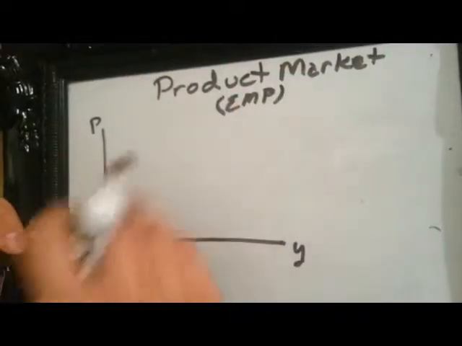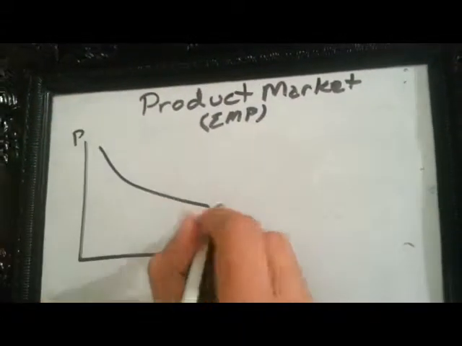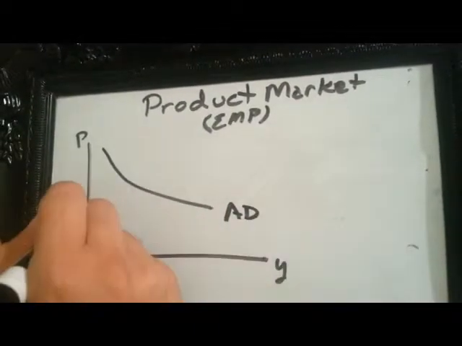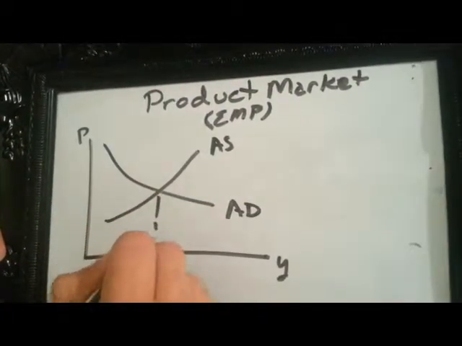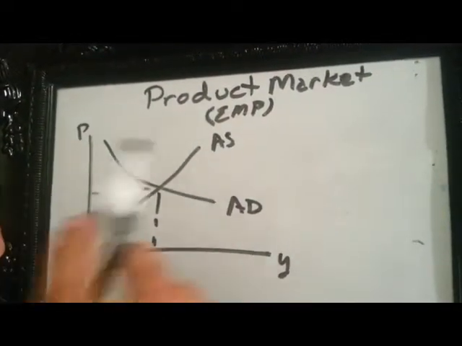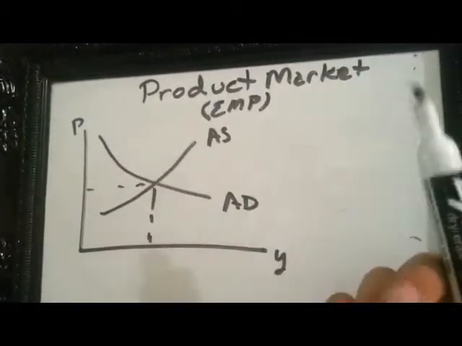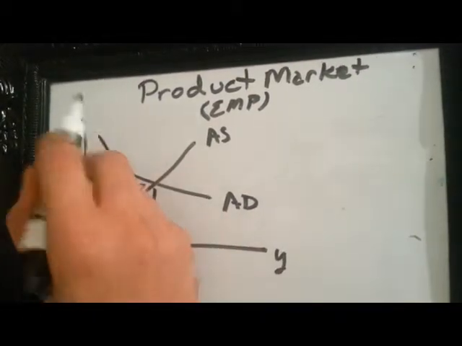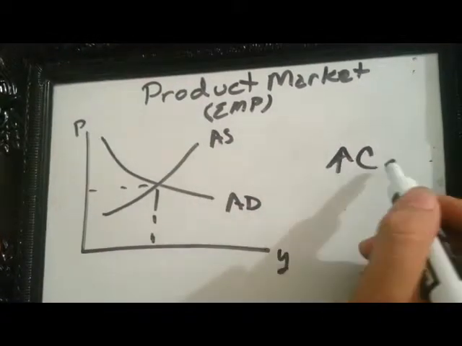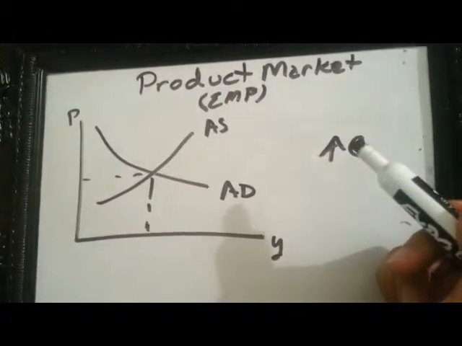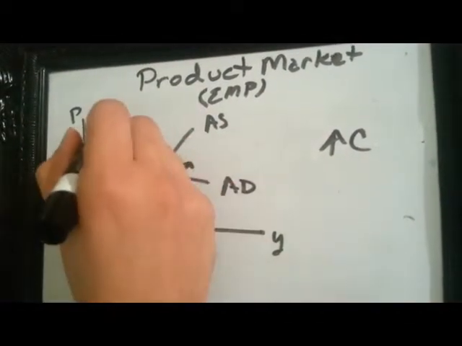Now the effect of expansionary monetary policy or an open market purchase on the product market. Well, we know the product market, if we look at our neoclassical model, is just aggregate supply and aggregate demand at this equilibrium. But if we are practicing expansionary monetary policy, or making open market purchases, we are increasing C. Now, if we increase C, we're increasing our expenditure function, which is also known as aggregate demand. So that will shift here.